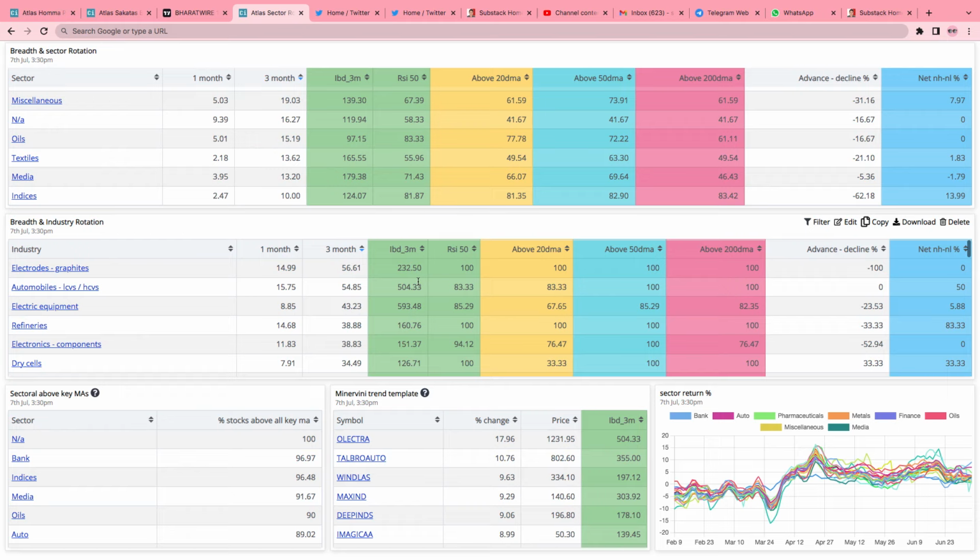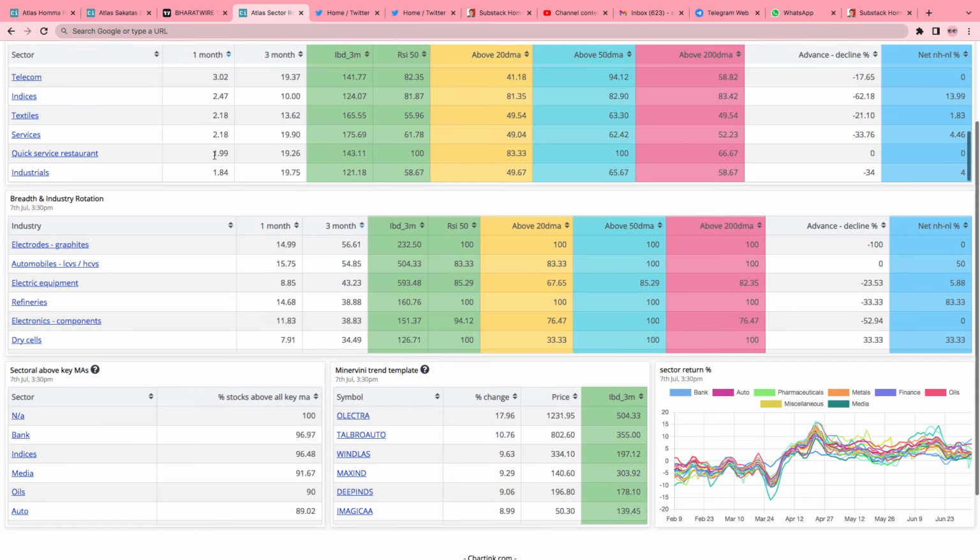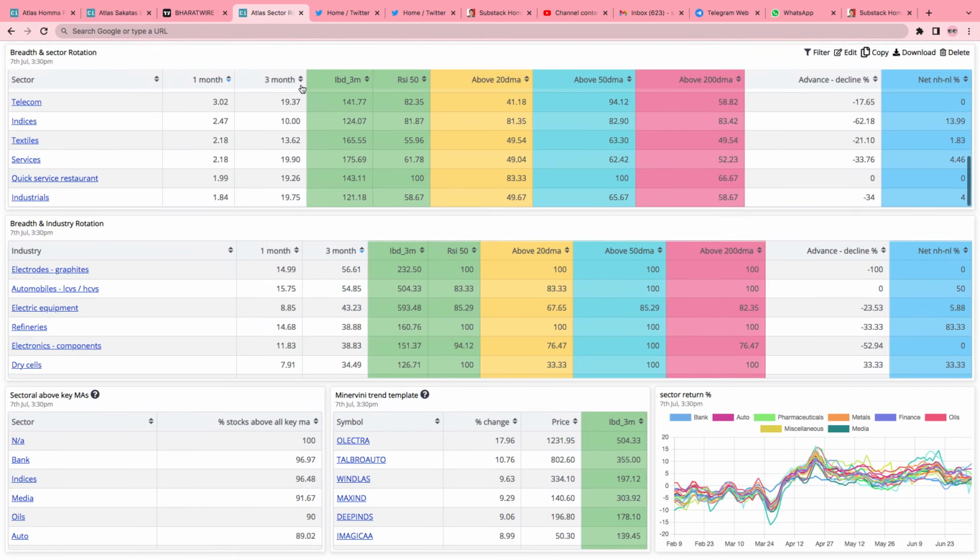So, see, this is for sectors and this is for industry rotation. These are two same charts. So you can basically sort, hey, in the last 1 month which sector has done the best, right? So that would be your telecom, right? So telecom, textiles, these guys have done well.